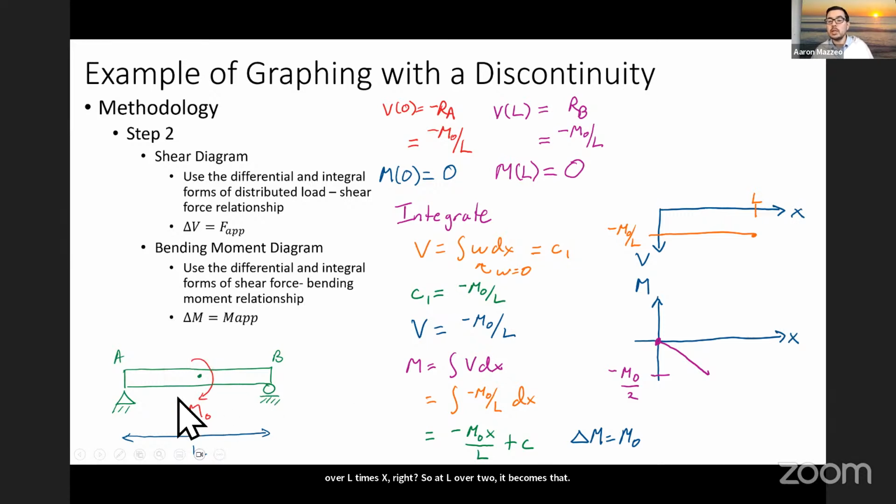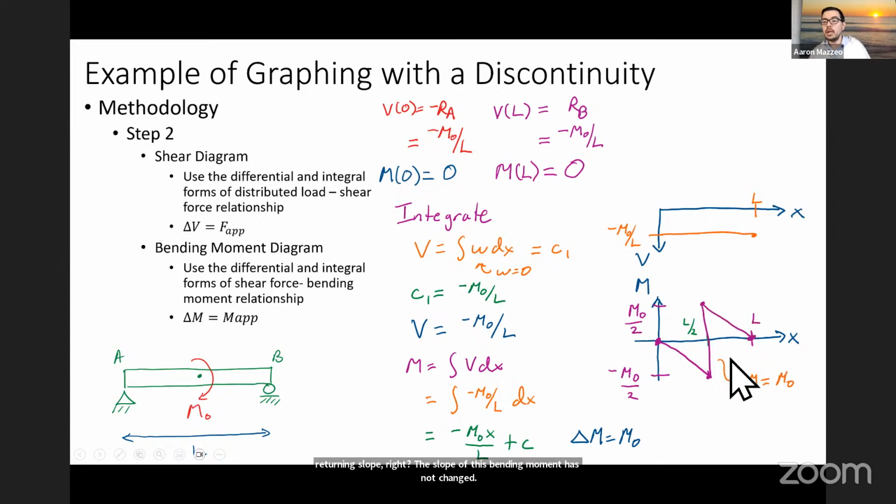This concentrated moment is applied in the direction that's going to cause a positive jump in the m. When we get to that midpoint, the moment jumps from this expression that we have here. It jumps up. That's fine. And we have that discontinuity in the moment. But guess what? The slope has to stay the same. The slope of this bending moment has not changed. So we know at the right side, the bending moment has to be equal to 0. So then it comes back down with the same slope that we had here.